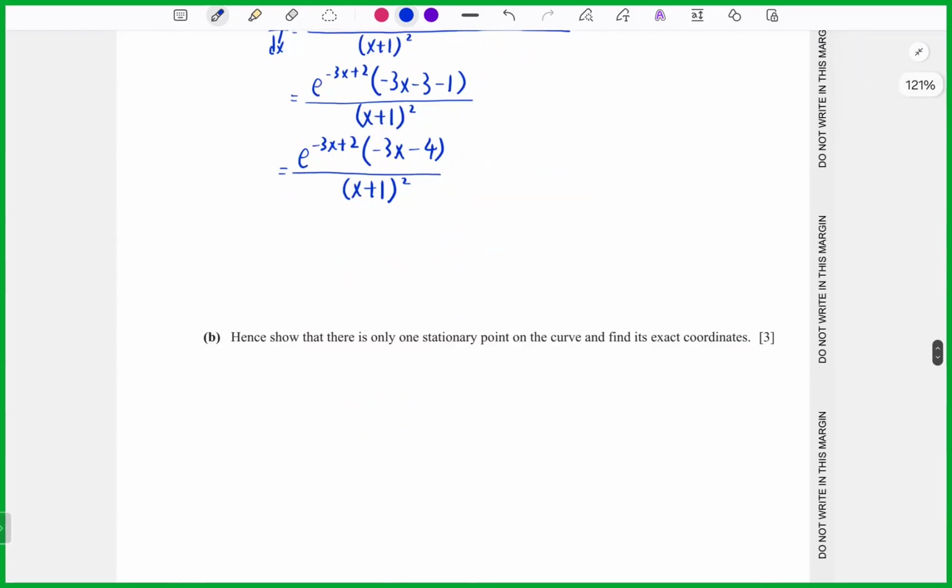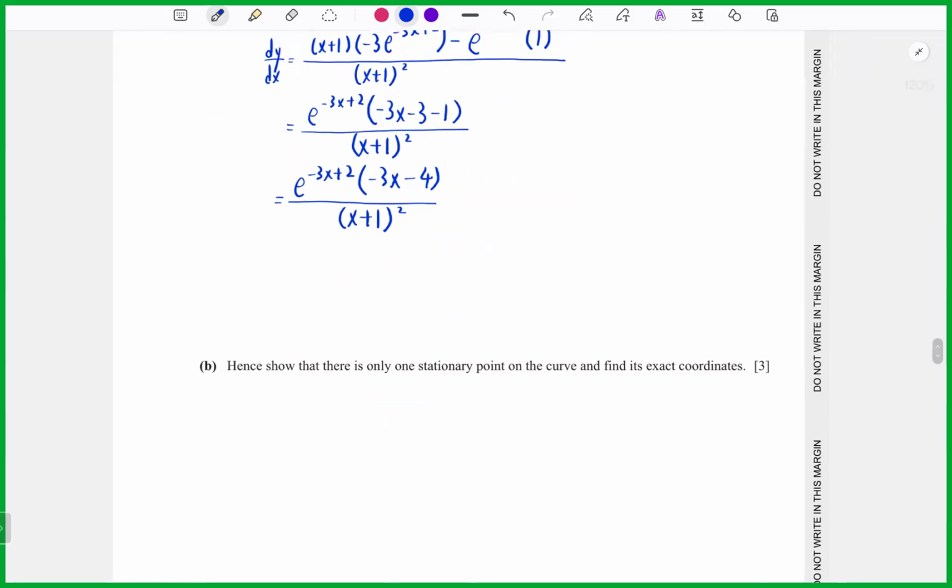Let's see question B. Show that there is only one stationary point on the curve and find the exact coordinates. So you need to find the one stationary point and determine the point.